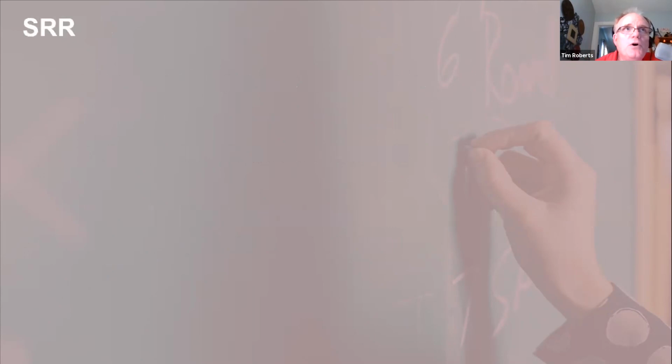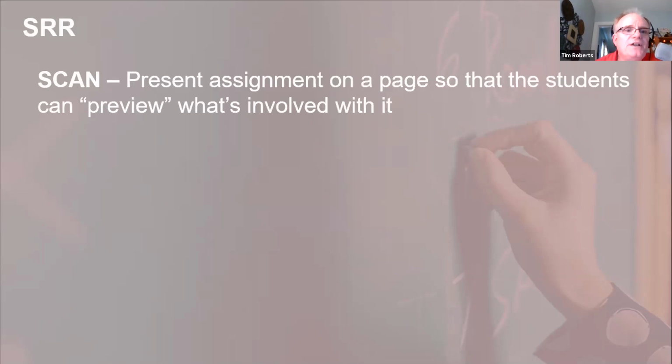All right. So once we've taken care of the decisions that we're going to make about content with PTR, next we get into SRR, scan, read, and remember. Now, scan: present the assignment on the page so that the students can preview what's involved with it. This is where you use things like bold-faced headings or subheadings or italics, so that when the assignment pulls up in the learning management system, or even if you print it out, the student can look at it and see, okay, they know what they're coming up against.